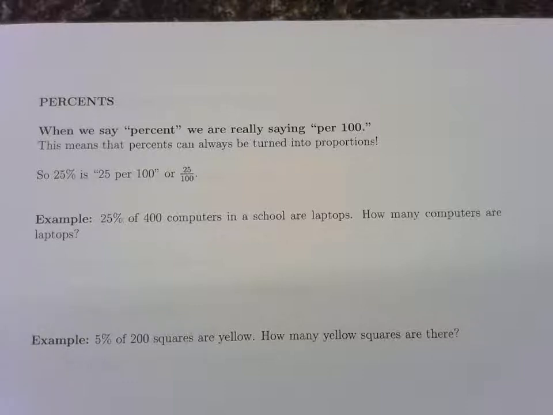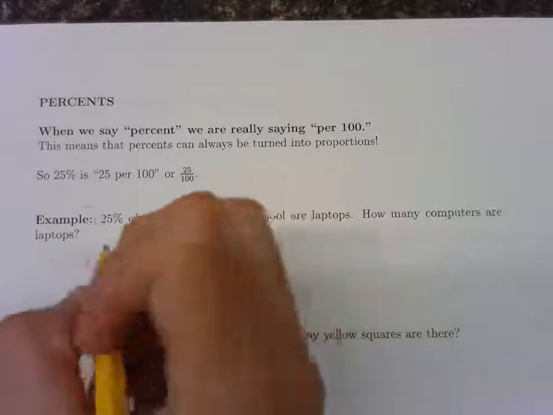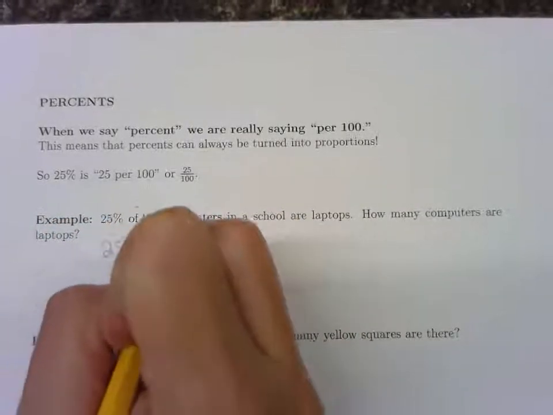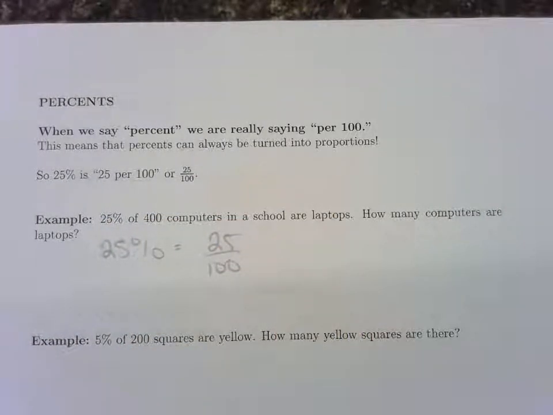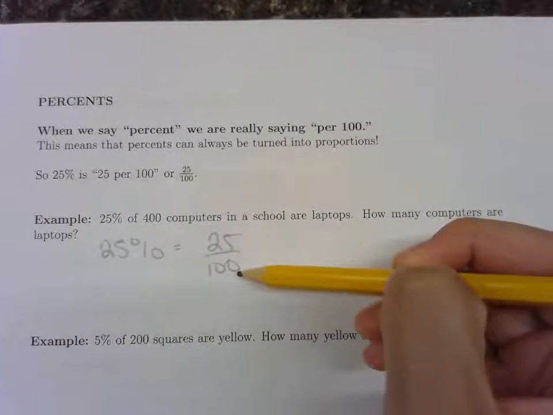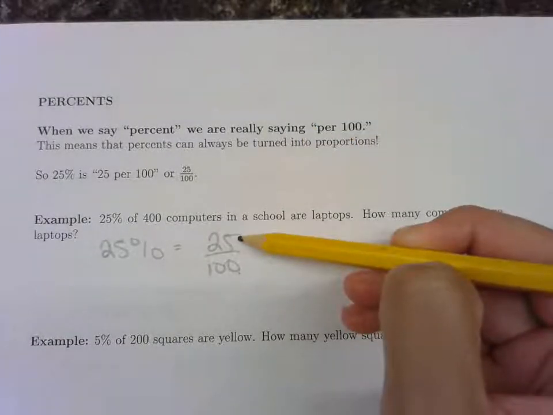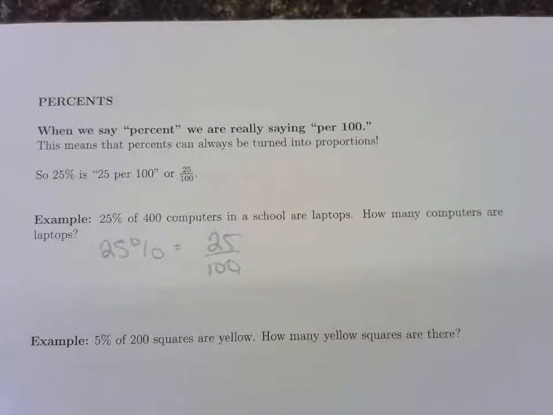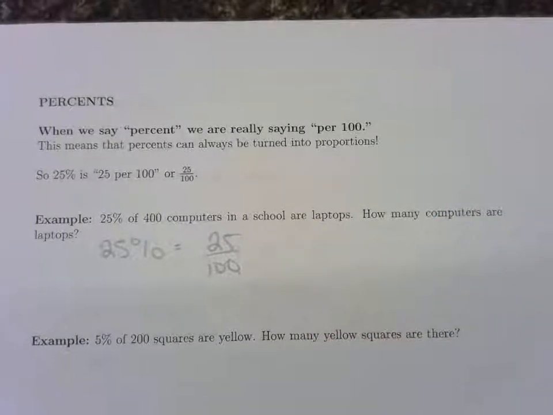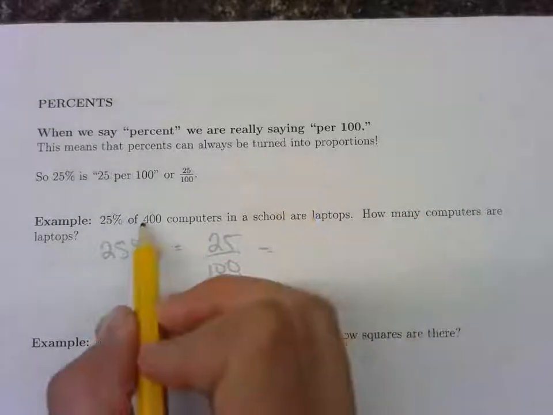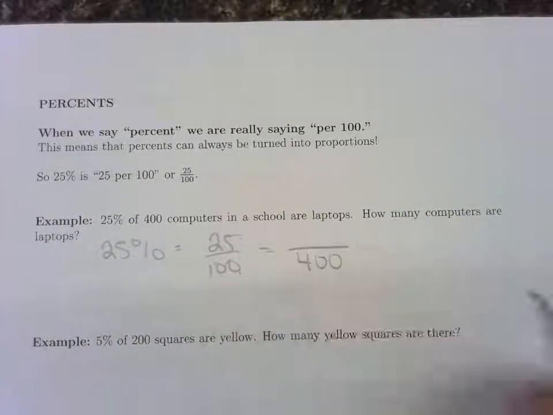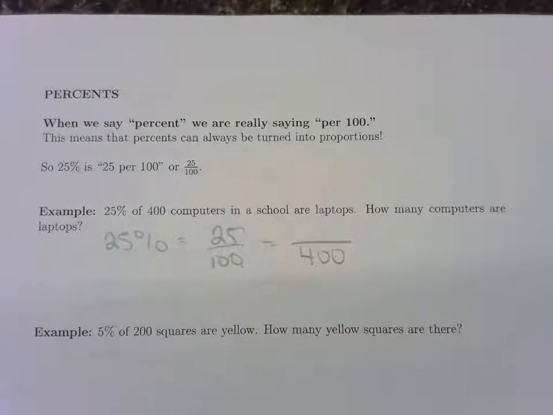Okay, example, it says 25% of 400 computers in a school are laptops. How many computers are laptops? So we have 25% of 400. 25% is 25 per 100. That means for every 100 computers, 25 are laptops. So we're going to solve this just how we would solve a ratio or a rate problem. We have our 25% is 25 over 100. That's our ratio. And we have 400 computers total. We want to know how many are laptops. So here's our X here.